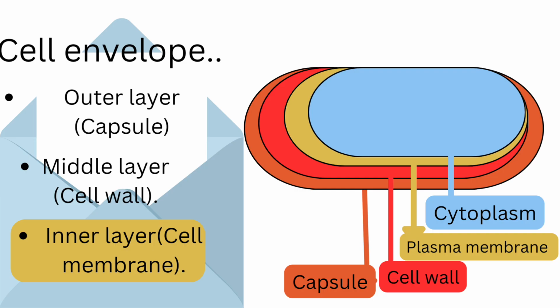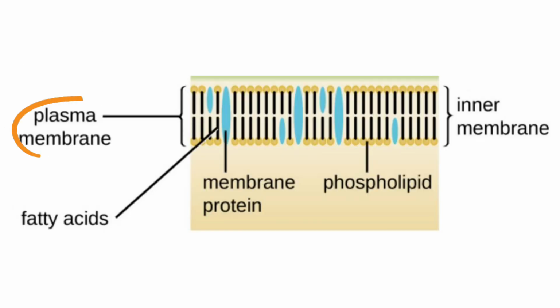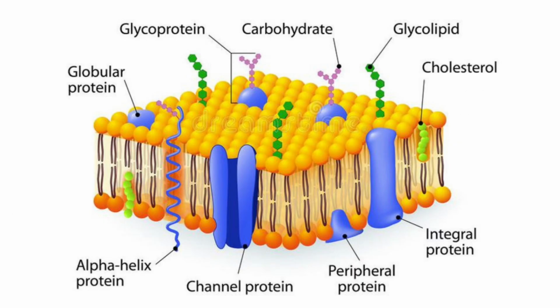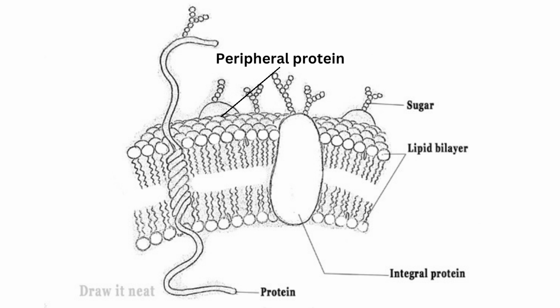The last layer of the cell envelope in bacterial structure is the plasma membrane or cell membrane. The plasma membrane is primarily composed of a phospholipid bilayer, a molecule with a hydrophilic head and hydrophobic tail. Proteins and cholesterol are also included in the composition of the plasma membrane. This bilayer is integrated with protein molecules distributed throughout the layer. Some proteins are found on the external part of the layer. These are called peripheral proteins, and some proteins are totally merged into the layer and are called integral proteins.